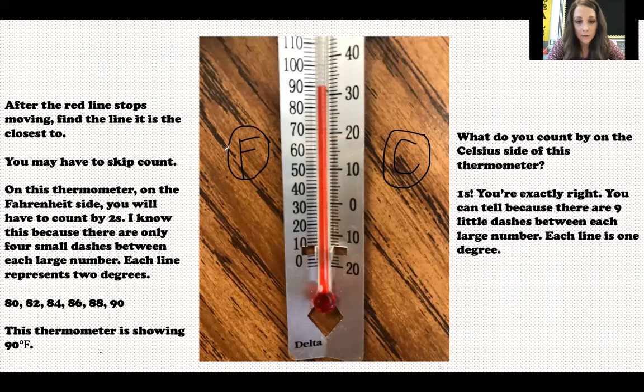So on the Fahrenheit side, you have to skip count by twos. On the Celsius side, you don't have to skip count. You can just count by ones. So what is the temperature in degrees Celsius? So look at this side of the thermometer. Find the top of the red line and which line it matches up to. I'll give you a second to look closely.